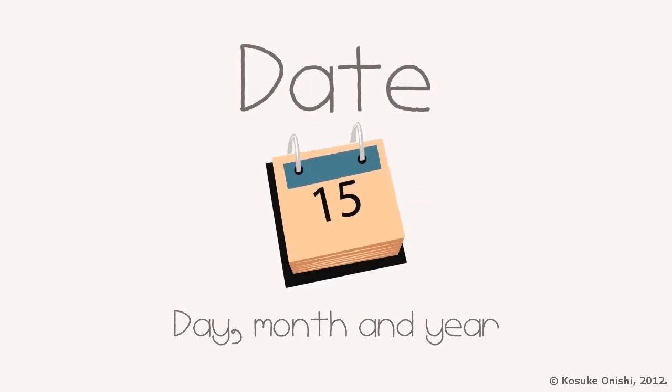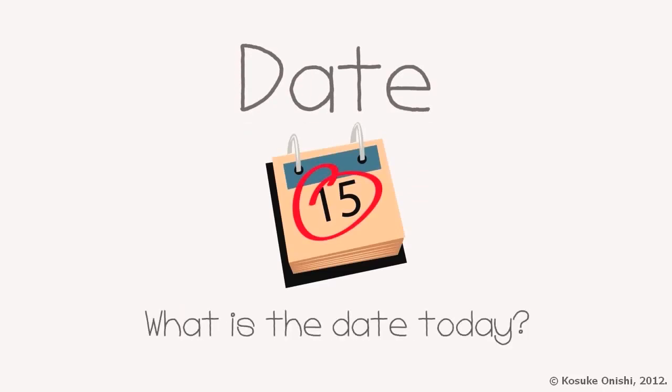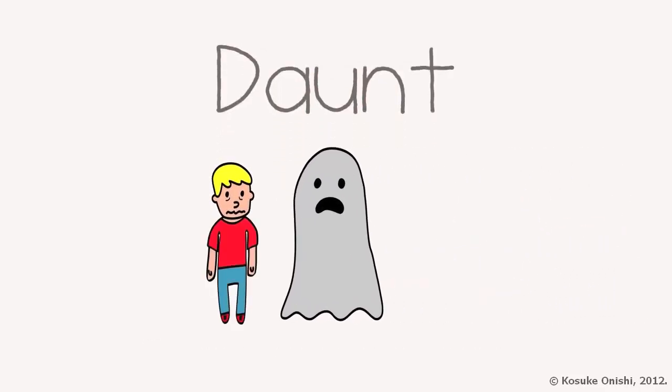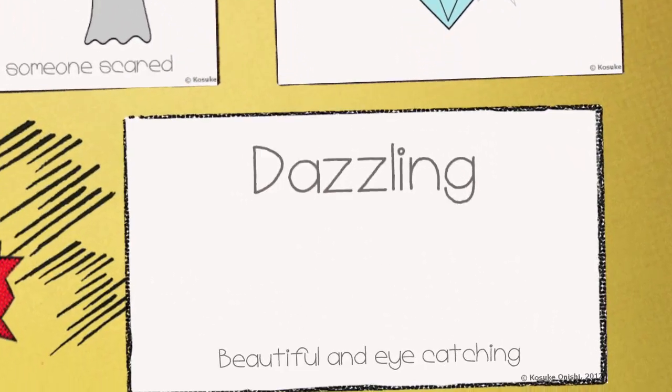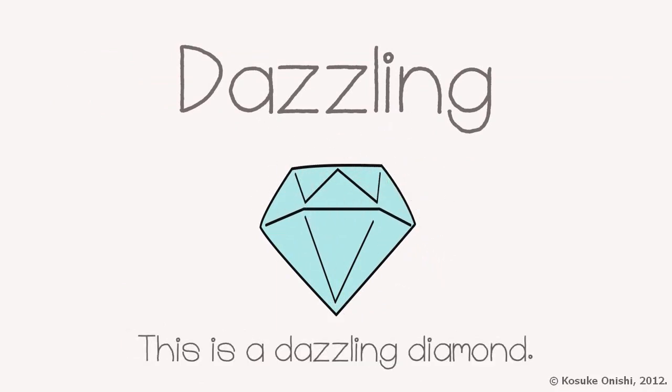Date, day, month, and year. What is the date today? Daunt, to make someone scared. Seeing a ghost can daunt any person. Dazzling, beautiful and eye-catching. This is a dazzling diamond.